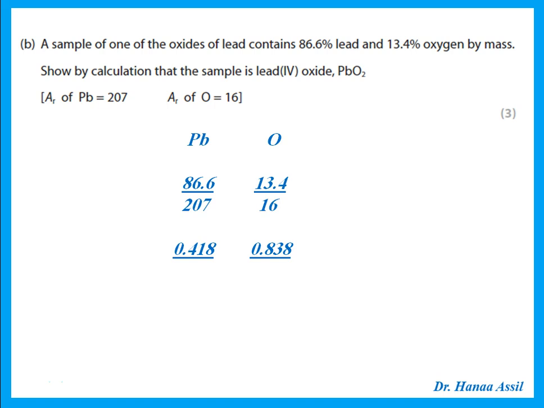So we divide the percentage of lead by 207 and get a number, and the percentage of oxygen by 16. Now I look at these two numbers and I should divide by the smallest. So the smallest is 0.418, so I divide through by 0.418. I get a ratio of 1 to 2, and that means that my empirical formula is PbO2.